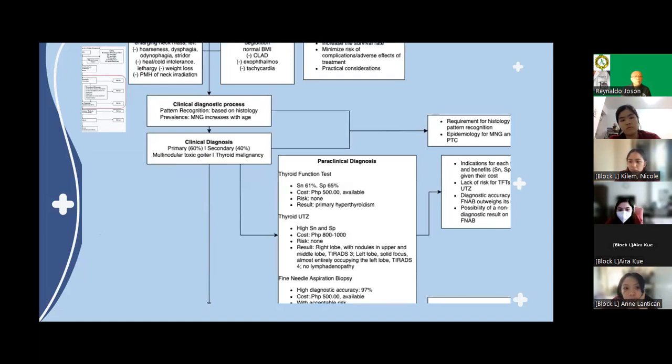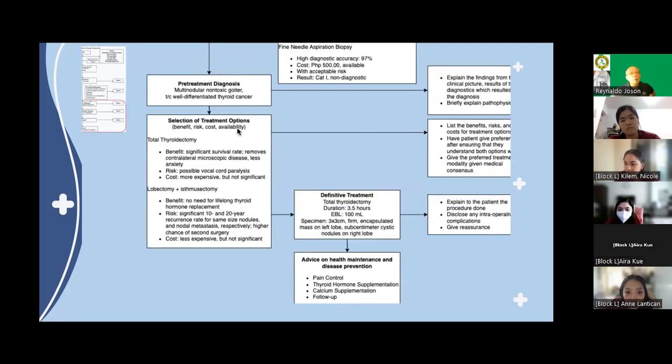And then moving on, when we're establishing the clinical diagnosis for this patient, again with the paraclinical diagnostics, we can see that already mentioned, sorry. When we're now selecting treatment options, also mentioned by Kiel previously, we explain to the patient the benefit, risk, cost, and availability of total thyroidectomy compared to lobectomy. It should be made clear to them so that there's adequate informed consent for this patient.